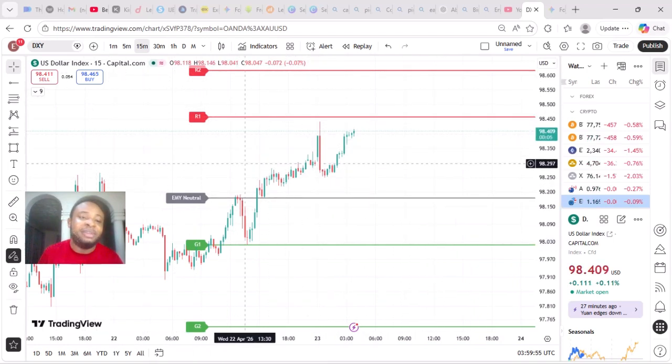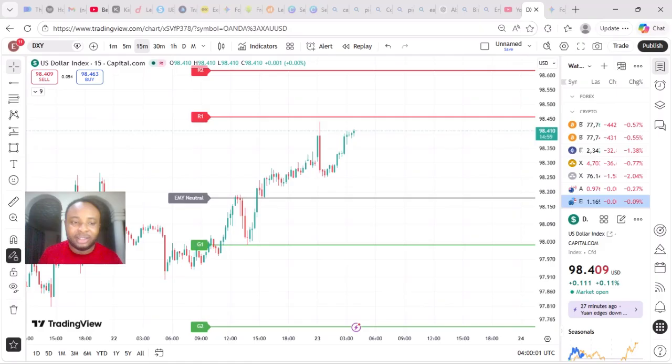And you can see the meaning of DXY, US dollar index, just for the USD, the United States dollars. Now it has gained momentum, and now it has broken this resistance level. No wonder my software adjusted it to here.